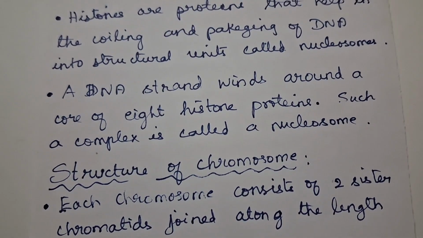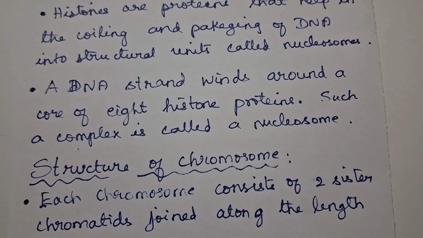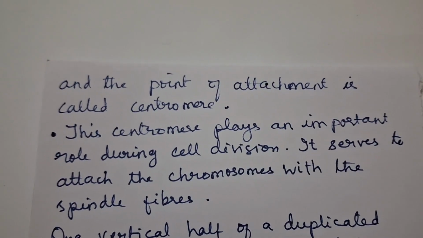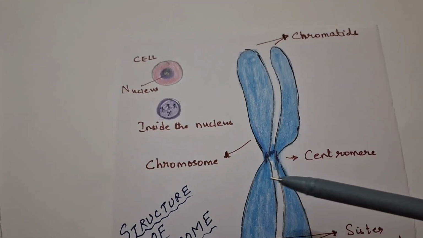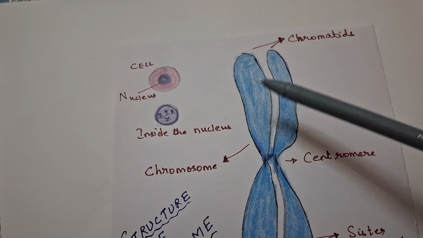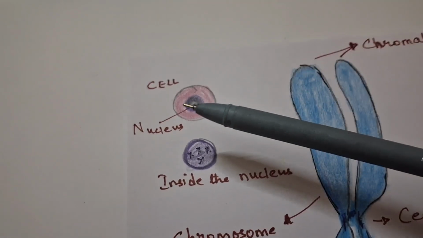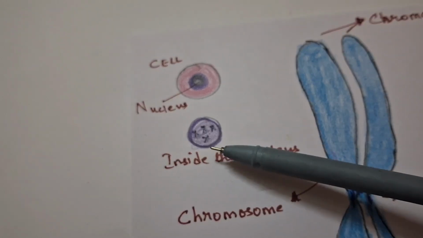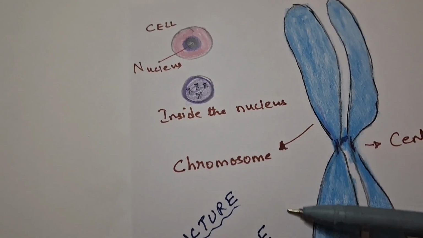Each chromosome consists of two sister chromatids joined along the length. The point of attachment is called the centromere. So this is the structure of a chromosome. This is called the centromere. It is joined here, and these are the chromatids. If this is a cell, the center is the nucleus. Inside the nucleus, you find the chromatids in a network. Chromosomes you find in this way.